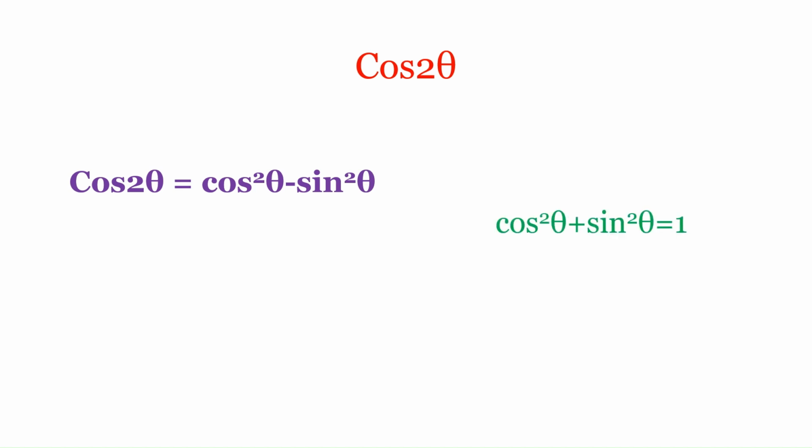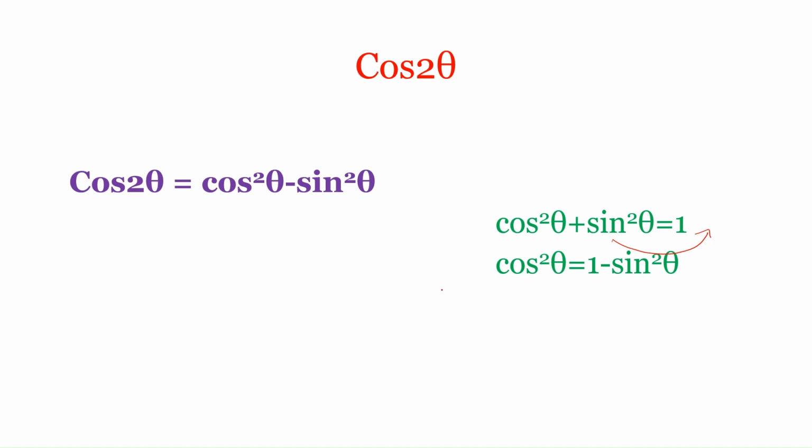Now, the same formula can be written in other ways. For that, we have to know that sin square theta plus cos square theta equal to 1. Now, if we rearrange the terms here, we will just transpose sin square theta to the other side. That makes cos square theta equal to 1 minus sin square theta.